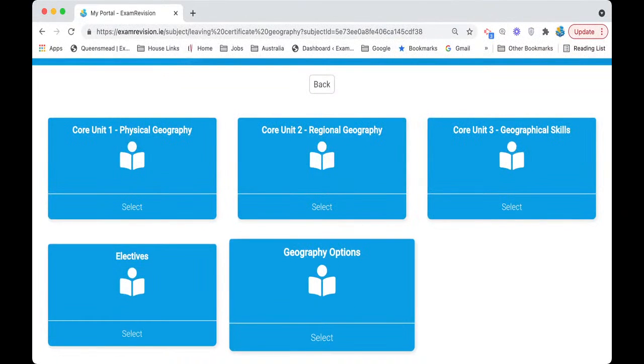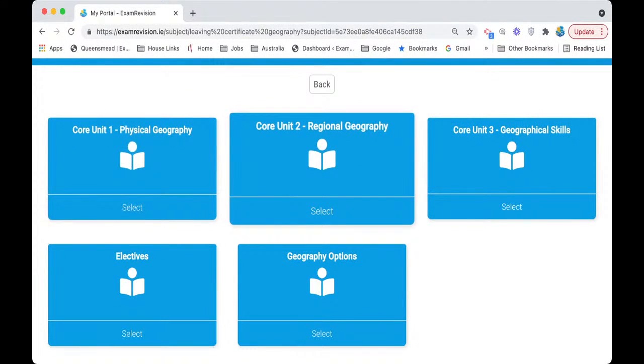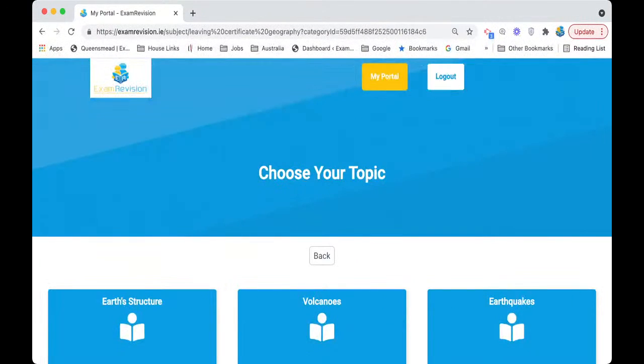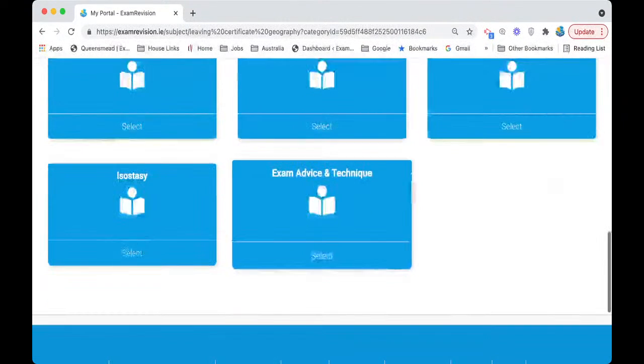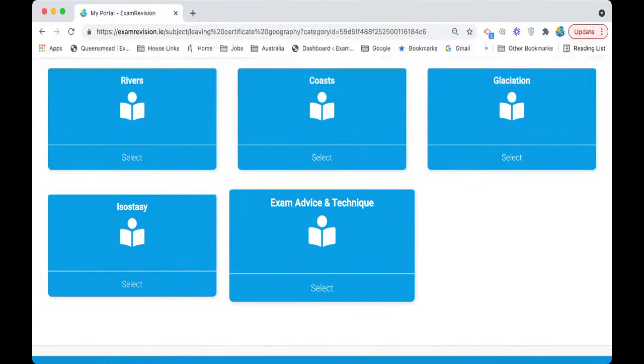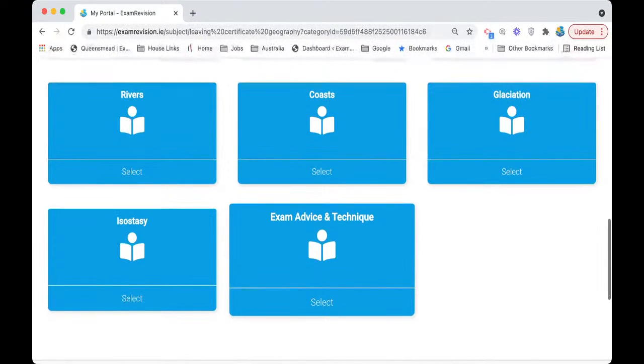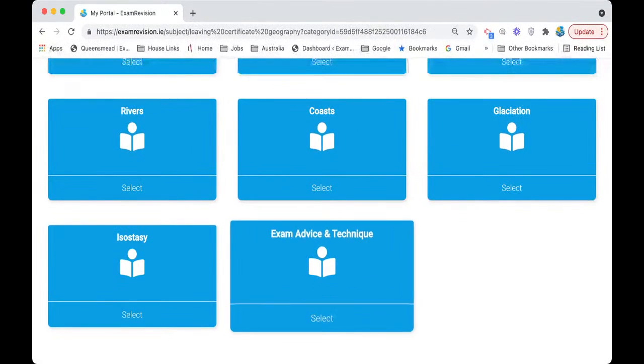Okay, so if I go into, say, my physical geography, it's all broken up really nicely into different chapters. You've got exam advice and technique at the end here, so this PowerPoint would be going in here, and you will also have the essay structure sheets in there.